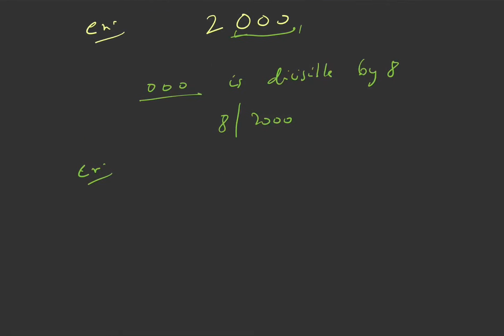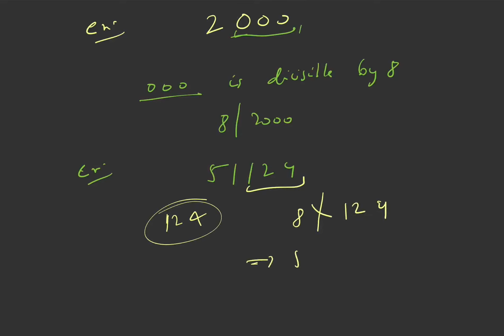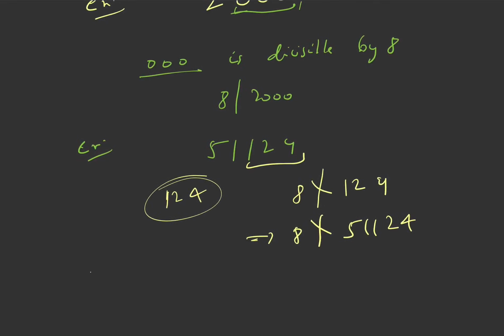Let us take one more example, say 5 1 1 2 4. So what is the number formed by the last three digits? 1 2 4. So clearly we need to check if 124 is a multiple of 8 or not. So 8 ones are 8, 4 and 4, 44. So it is not a multiple of 8. So 8 does not divide 124. So this implies 8 does not divide 51124, right?